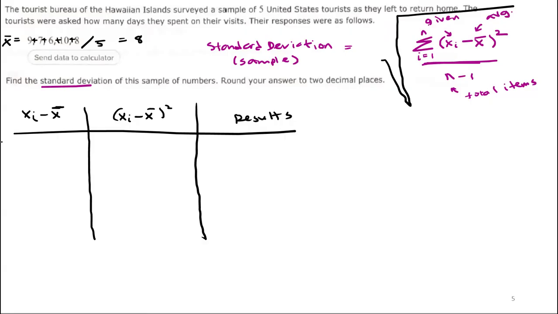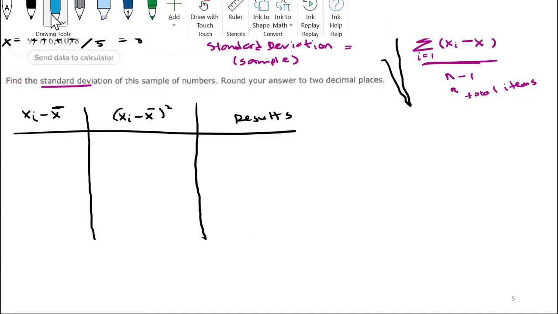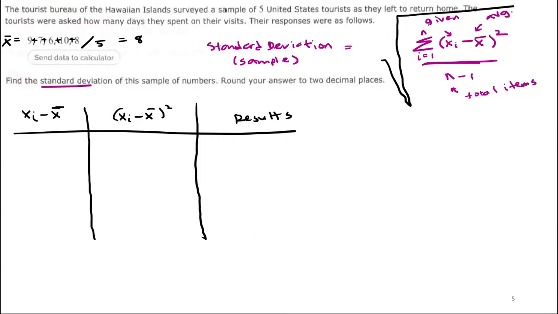I'm going to look at the first column. xi means the numbers that are given to you that are listed. Again, order doesn't matter here, so I'm going to list them. We have 9, 7, 6, 10, 8. And what does it want us to do with those numbers?